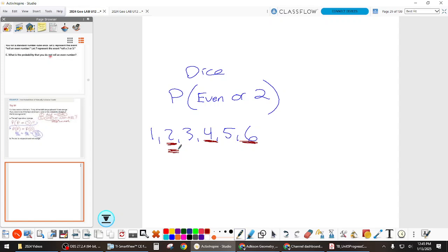But it's the same number on the die, right? So if I roll this die one time, should I be counting this 2 twice? That doesn't make sense, right? So do you see, if I just straight add these, I would do 1, 2, 3 out of 6 plus 1 out of 6, and that would say I have a 4 out of 6 chance of getting this. But I don't. I only have a 3 out of 6 chance, right?